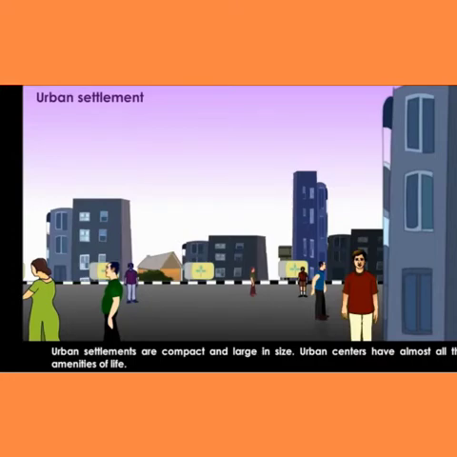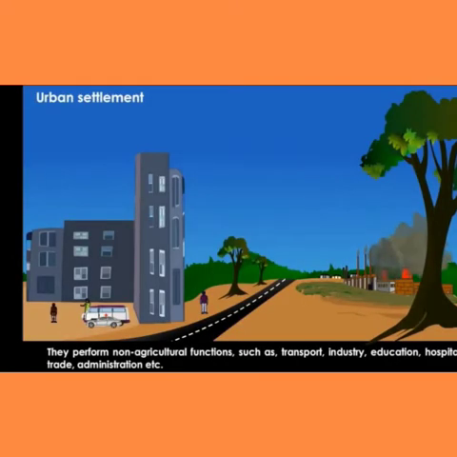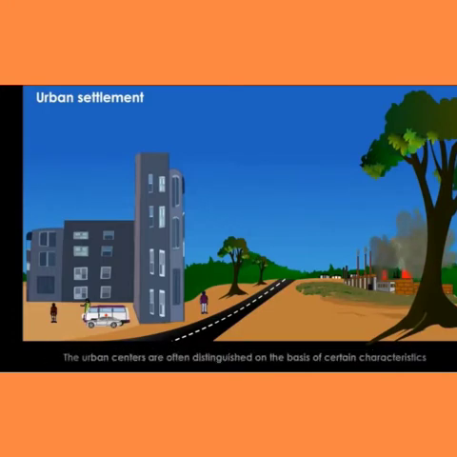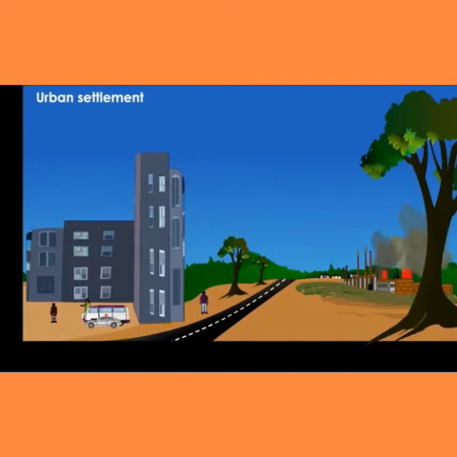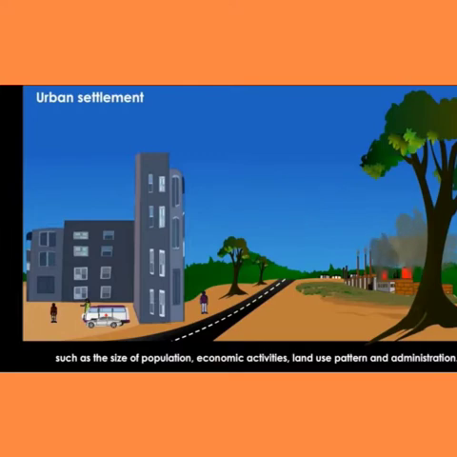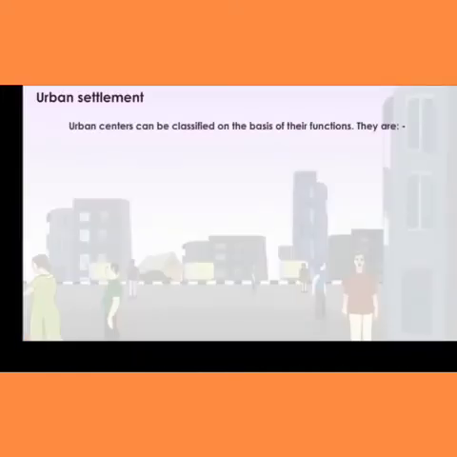Urban centers have almost all the amenities of life. They perform non-agricultural functions such as transport, industry, education, hospitals, trade, administration, etc. Urban centers are often distinguished on the basis of certain characteristics such as the size of population, economic activities, land use pattern, and administration. Urban centers can be classified on the basis of their functions.